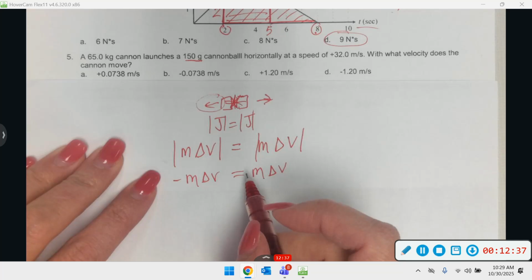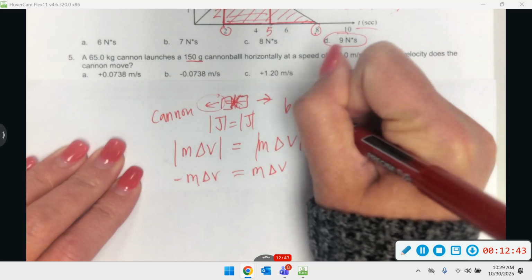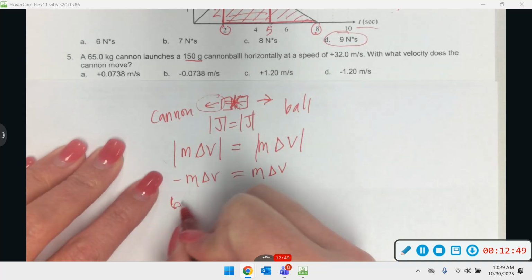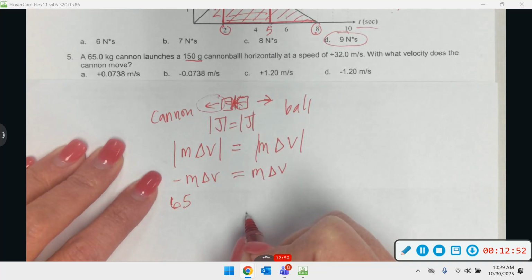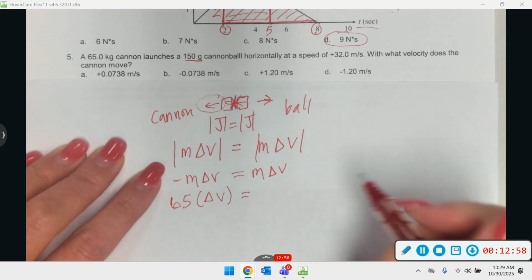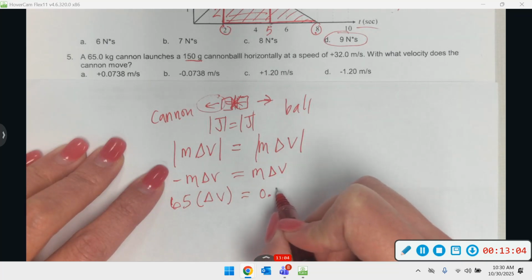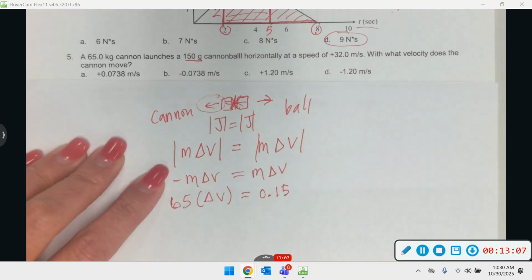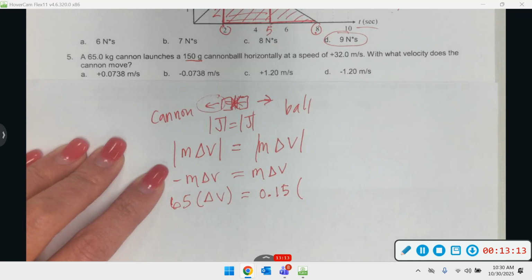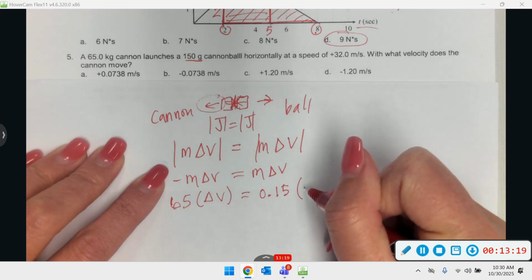Okay, so we're going to say that the cannon is this one here on this side, and this is going to be the cannonball. All right, so my cannon, I'm going to have my 65 kilograms, and my cannon has a change in velocity, but I don't know what it is. That's what we're trying to find. Okay, my cannonball, on the other hand, has a mass of 150 grams, which is 0.15 kilograms. Again, you need to convert it by dividing by 1,000. And then it has a change in velocity of 32 because it starts out at rest before it's fired. So its change would be 32 minus 0, which is 32.